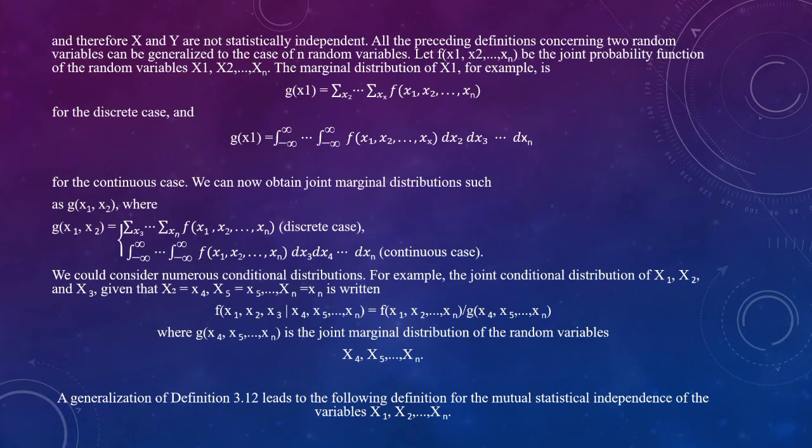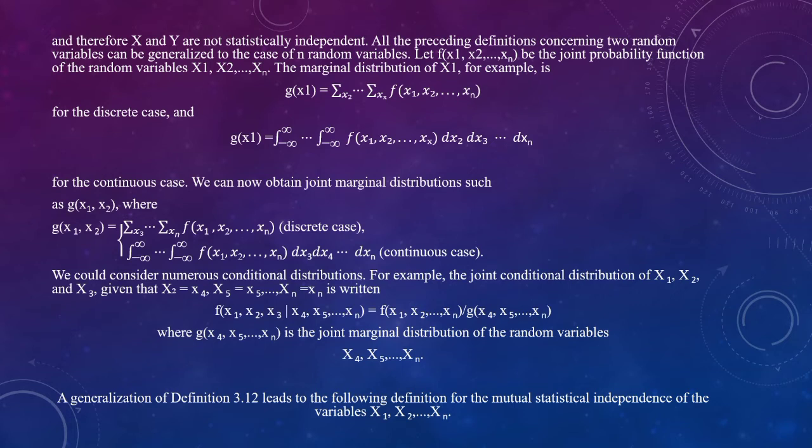We could consider numerous conditional distributions, for example, the joint conditional distribution of x sub 1, x sub 2, and x sub 3, given that x sub 4 is equal to small x sub 4, x sub 5 is equal to small x sub 5, and x sub n is equal to small x sub n. Note that big letter X is the random variable and small letter x is the numerical value of the random variable.